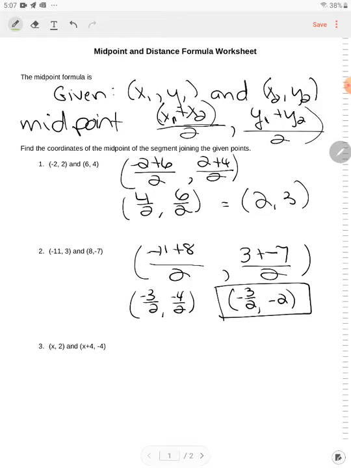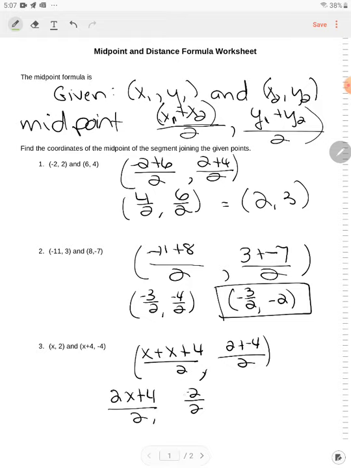Okay, then we have 3, x plus 4 divided by 2, comma 2 plus negative 4 divided by 2. That's 2x plus 4 divided by 2, negative 2 divided by 2. Now, when you simplify the binomial, you divide each piece by 2. 2x divided by 2 gives you x, plus 4 divided by 2 is 2. Negative 2 divided by 2 is negative 1. So there are 3 examples of finding the midpoint given 2 points.